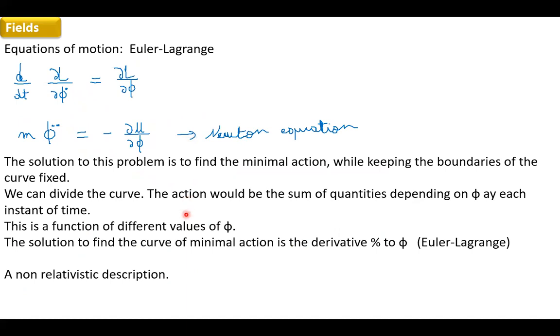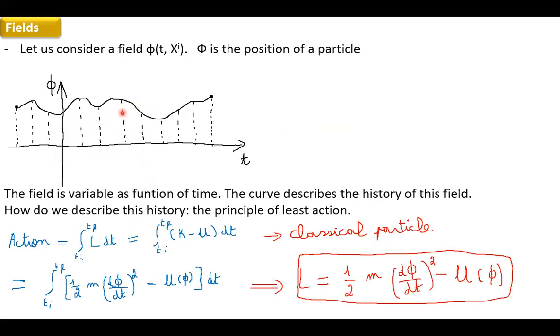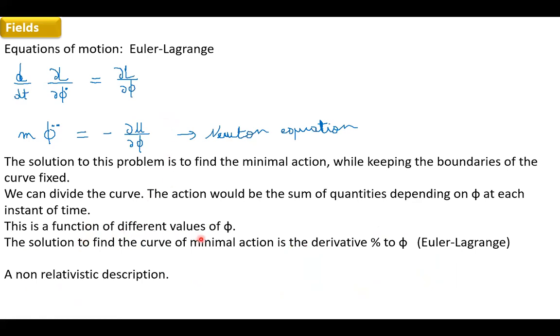So we can divide this curve, and the action would be the sum of quantities, of course, depending on phi at each instant of time. Let me correct this. It depends on phi for each instant of time, or for each interval of time. So when you take differential quantities of time, you have a small interval of time. So this action is a function of different values of phi, because for each interval of time, you have a different value of phi. So the sum is a function of different values of phi.